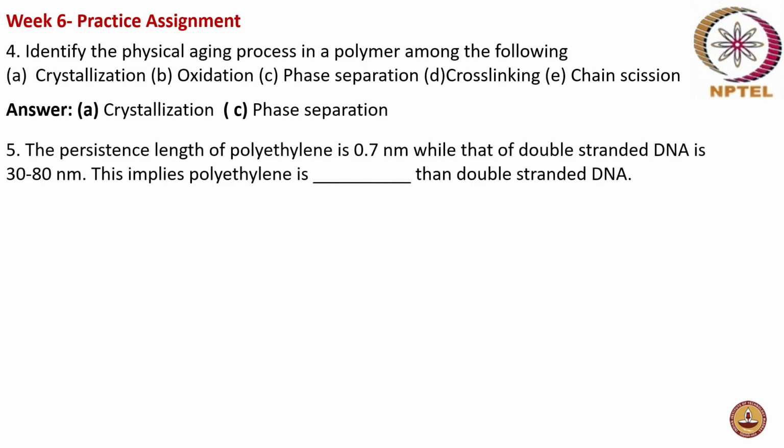Now next, let's go on to the next question. The persistent length of polyethylene is 0.7 nanometer, while that of double-stranded DNA is 30 to 80 nanometer. This implies that polyethylene is dash than double-stranded DNA. So what information can you get from the persistent length? They have given the persistent length of the polyethylene and the persistent length of the DNA. Any thoughts? Elastic. No. There is something else you can decipher.